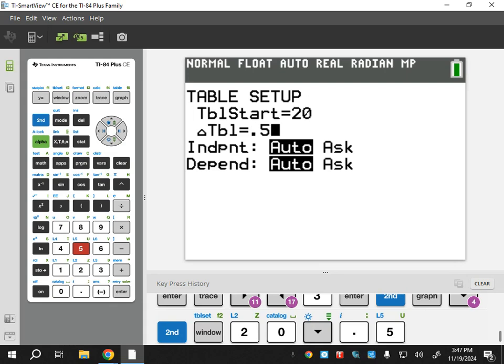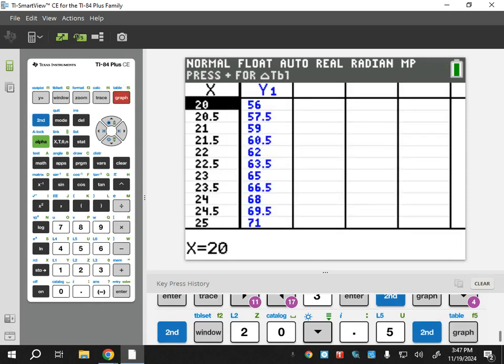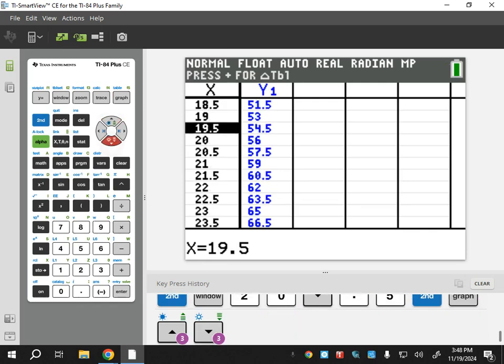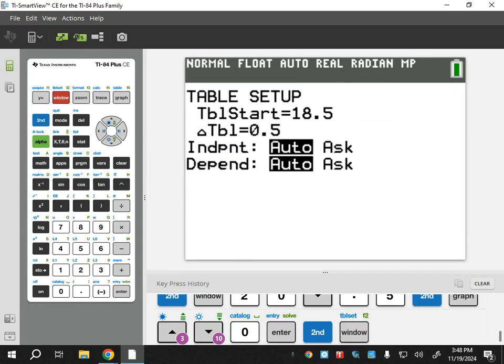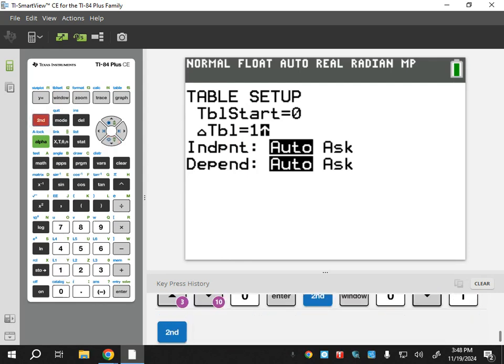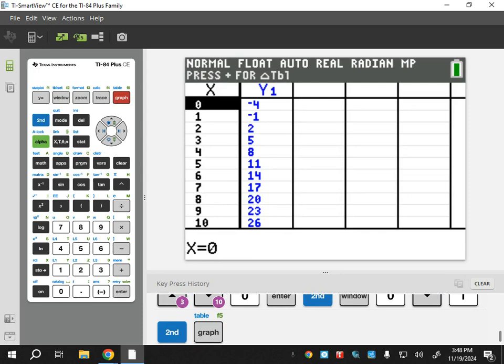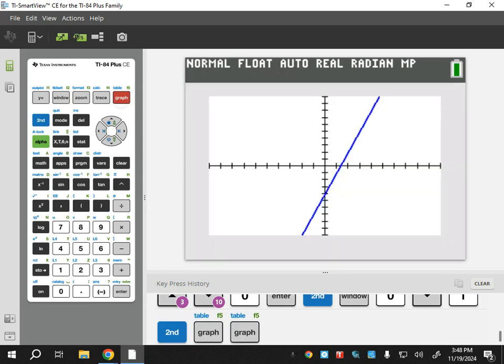Now I need to go back to my table. I would push second table. And I've changed the x. Now it's going by halves, and it's starting at 20. Then I can scroll through the table wherever I want. I could also type in what I want. Oh, I guess I can't type in what I want x to be. But I could go back to table set and reset, go back to 0, and change it to go back to 1s. If I want to go back to my graph, all I need to do is push graph in gray.